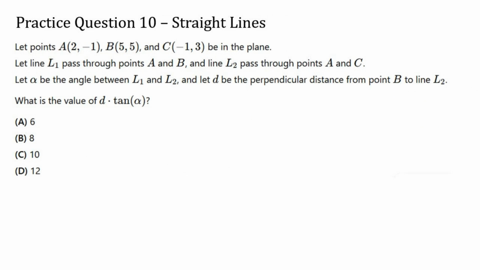Practice question 10. Let points A, B, and C be in a plane. Let line L1 pass through points A and B, and line L2 pass through points A and C. Let alpha be the angle between L1 and L2, and let d be the perpendicular distance from point B to line L2. What is the value of d times the tangent of alpha?